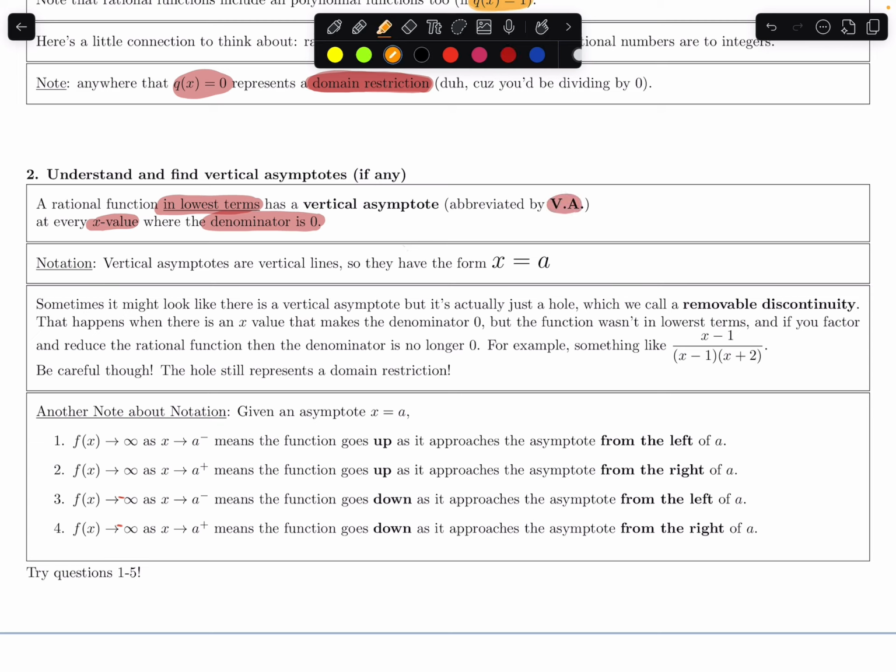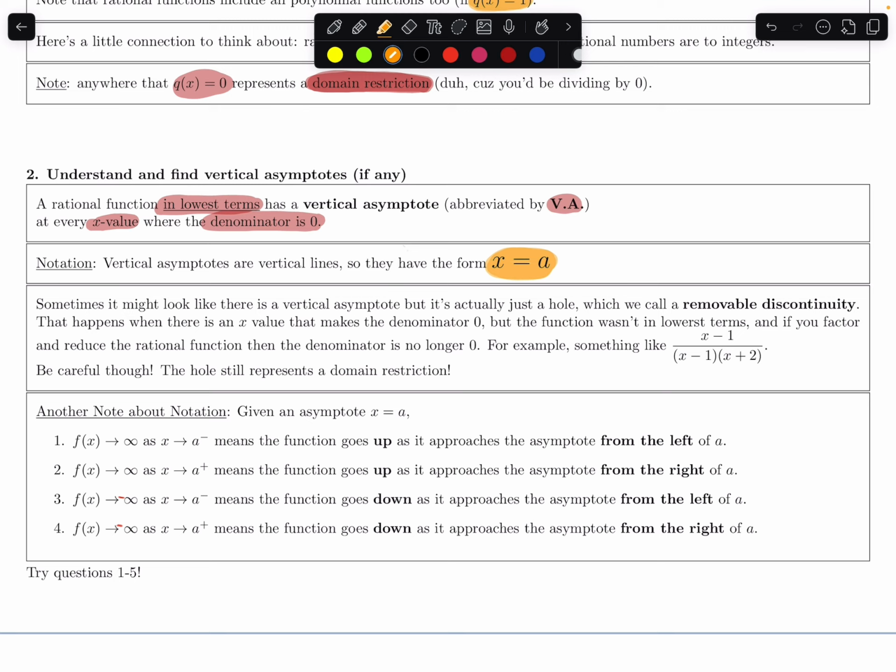not to be confused with the Veterans Association. Vertical asymptotes are vertical lines, and since they're vertical lines, they have the equation of vertical lines, which you've seen before, that's just x equal to a number. And remember, it's a little counterintuitive. x equals a number is a vertical line, because all the x values are the same on a vertical line.